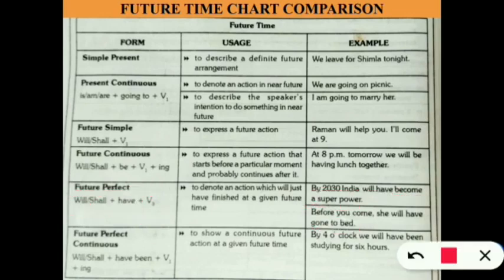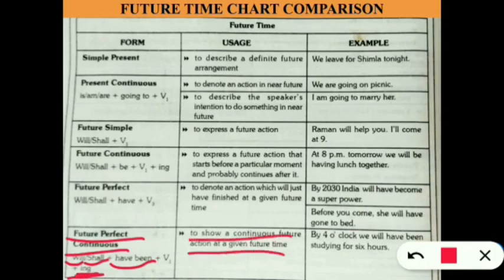Next is future perfect continuous. We use it with will, shall, have been, verb 1 with ing form. Let's see its uses. To show a continuous future action at a given time. Example, by 4 o'clock, we will have been studying for 6 hours.